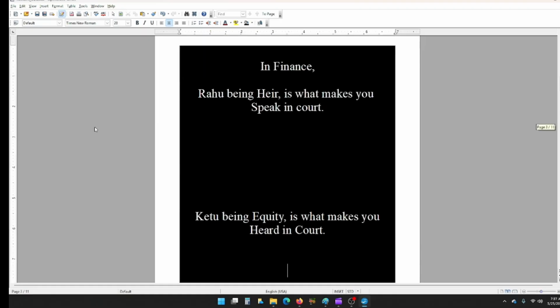But Ketu, being equity, is what makes you heard in court. Because this is the power of your standing. Same as they are in astrology. One is for your future, one is of your past. Now, with the importance of that, here's what makes it really impactful and why they use it.